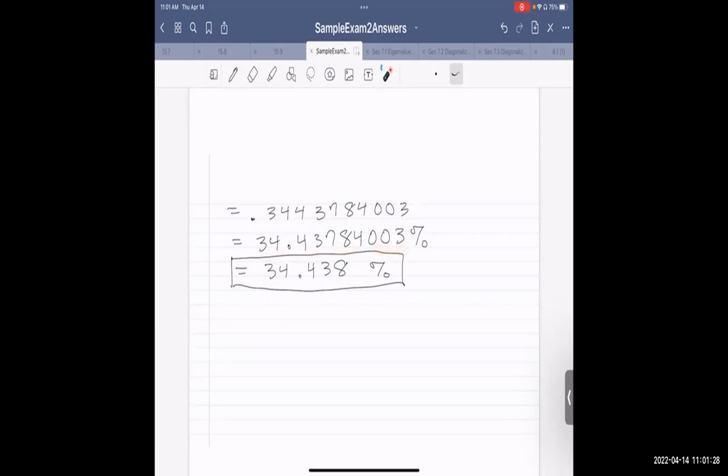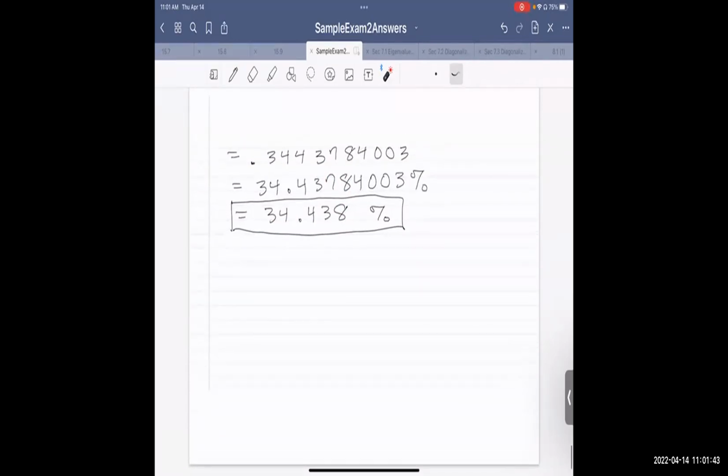34.33784003%. Let's round to the nearest thousandth of a percent. And so the 8 here is greater than 5. So this 7 becomes an 8, 34.438%. And that is it.